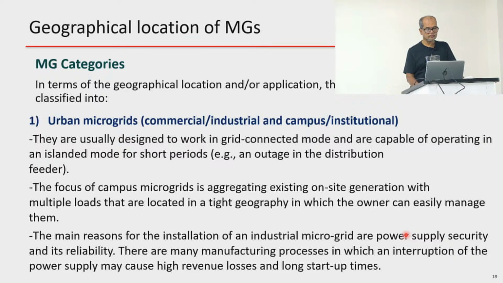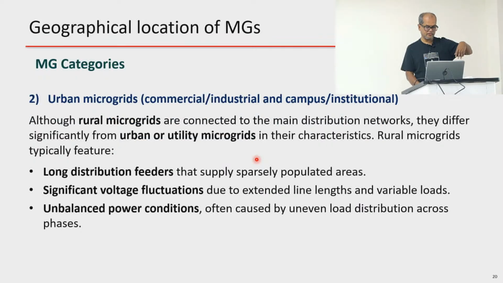People also classify microgrids depending on the geographical location. It could be an urban microgrid, commercial, industrial, campus, or institutional, based on where the microgrid is located. But in terms of operation it is quite the same. Whatever classification we have done, it could be any of them. It's just the location.